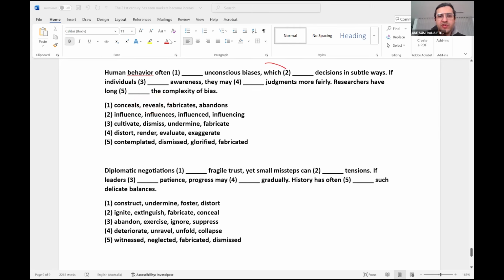You see the comma before "which"? Generally, before "which" you need a comma in the middle of a sentence. Which influence decisions in subtle ways. Now, the main subject is before the comma. Which is the main subject? Biases. That is plural with "es," so the verb will be without "s." So the answer should be "which influence decisions."